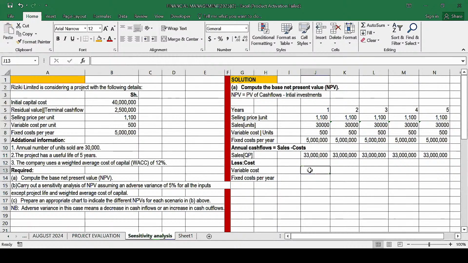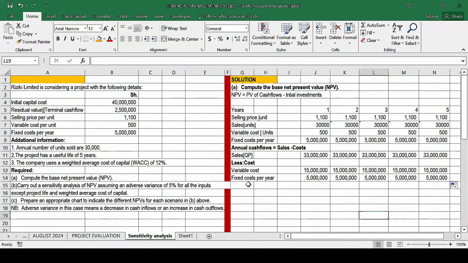So the variable cost, how do we compute the variable cost? This one will be equal to the variable cost per unit, this one, times the number of units to be produced and sold, these ones. What about the fixed cost? The fixed cost will be equal to this one. Basically, those costs will not change in the next 5 years. They will remain the same. I just need to apply that for the next 5 years.